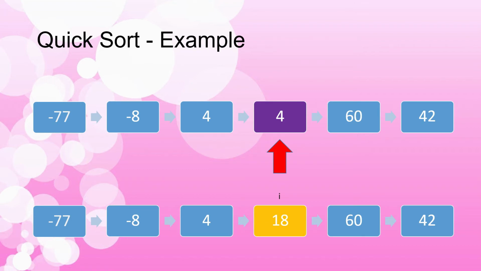That means that the value of i will be the sorted position of the pivot element, so we assign the pivot element there. At this point the pivot element, the 18, is at its correct position. And as you can see, all the elements at the left side of the 18 are less than the value of the 18, and every element to the right of this pivot element is greater than this pivot element.